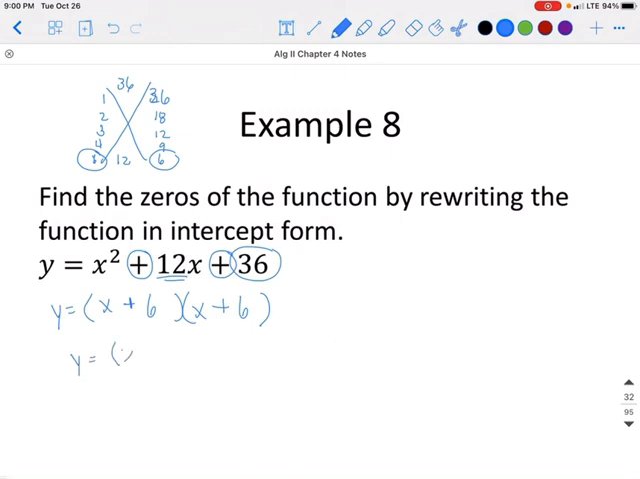Remember, this also was a special case, so we could have written this in this form. But to find our zeros, to get the x by itself, we are going to subtract 6 from both sides, and we are going to get x is equal to negative 6 for both of them, so we actually only have to write it once.